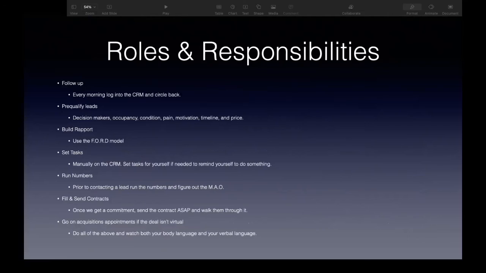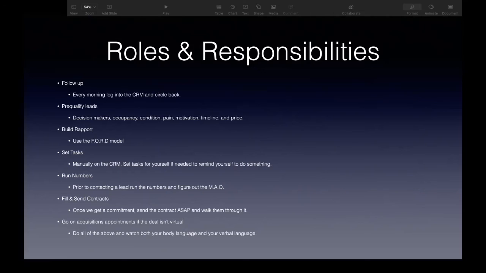Roles and responsibilities of a great acquisitions manager: follow up. Every morning, you're going to log into your CRM and circle back with all of the follow-ups that the lead manager sent you. You're going to pre-qualify all of those leads. Make sure you get all the decision makers, the occupancy, the condition, their pain, their motivation, their timeline to sell, and their price.